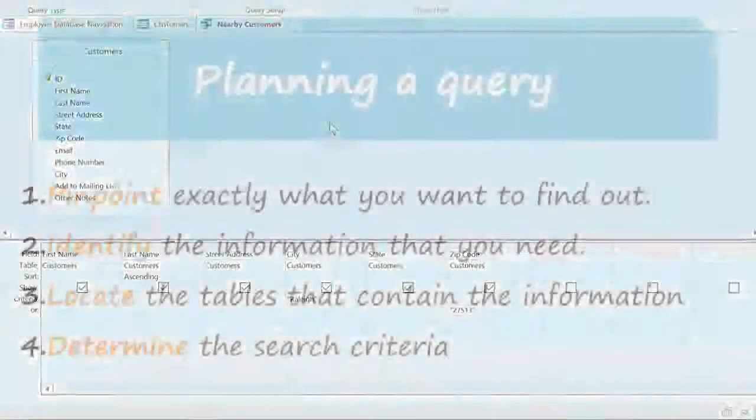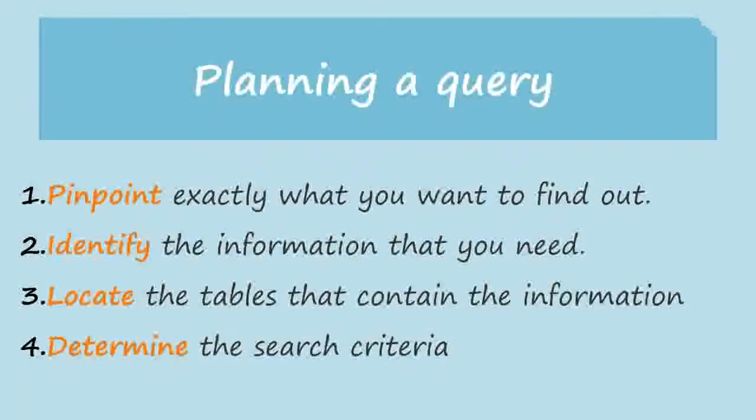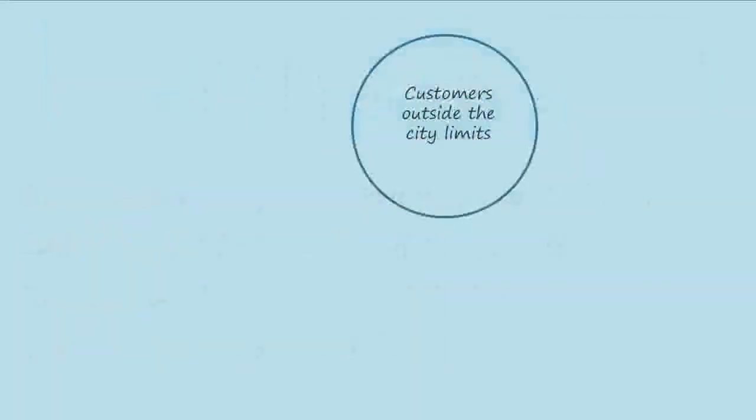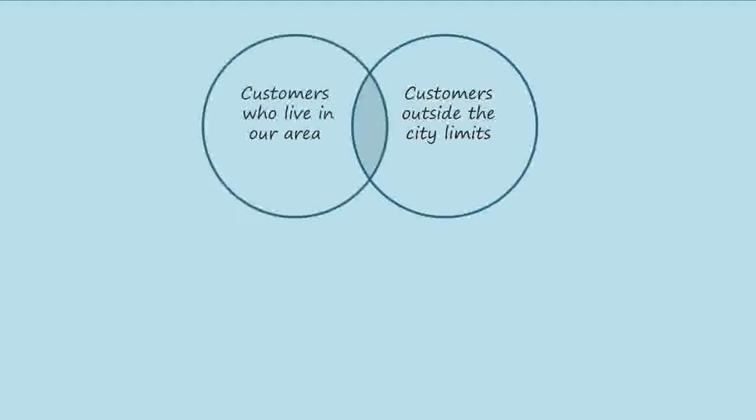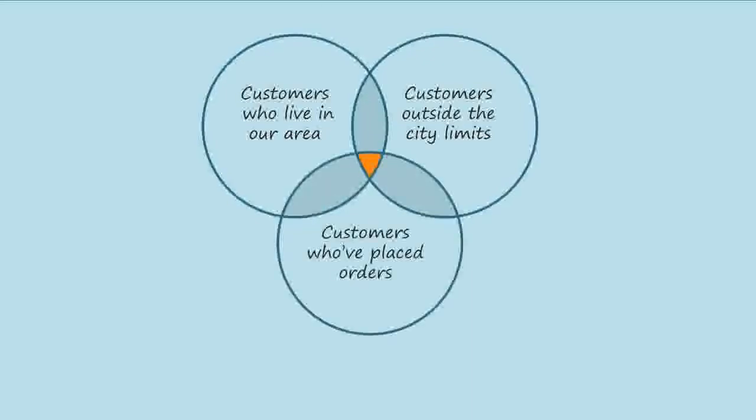The first step is pinpoint exactly what you want to find out. In other words, which question are you trying to answer? In this example, let's say our bakery is sending out coupons to our customers who live outside the city limits to entice them to come back to our bakery. Obviously, we don't want to send them to people who live really far away. We just want to focus on people who live relatively close to Raleigh. And we're also just going to send them to customers who have previously placed orders at our bakery. The customers who meet all 3 of these requirements will receive coupons.